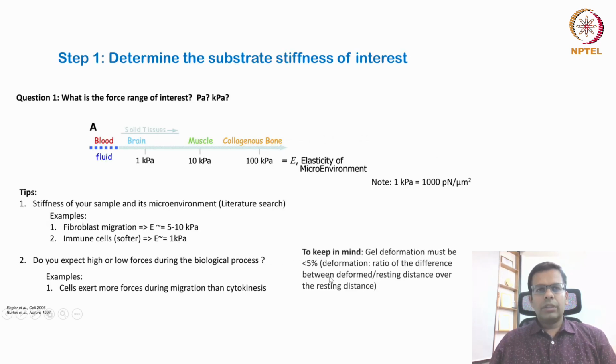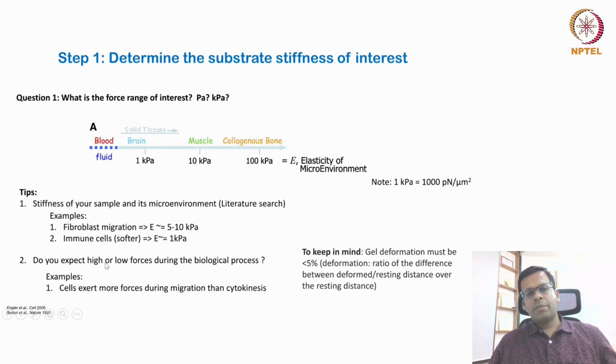So how to perform this experiment? First, determine the substrate stiffness of your interest. What is the force range of interest, pascal or kilopascal? As I showed, different tissues have different types of elasticity, so you need the stiffness of your sample and its microenvironment. From the literature you can get to know about it. For example, if you want to see fibroblast migration, you need an elasticity in the range of 5 to 10 kilopascal. If you want to see immune cells, then you need an elasticity of 1 kilopascal.